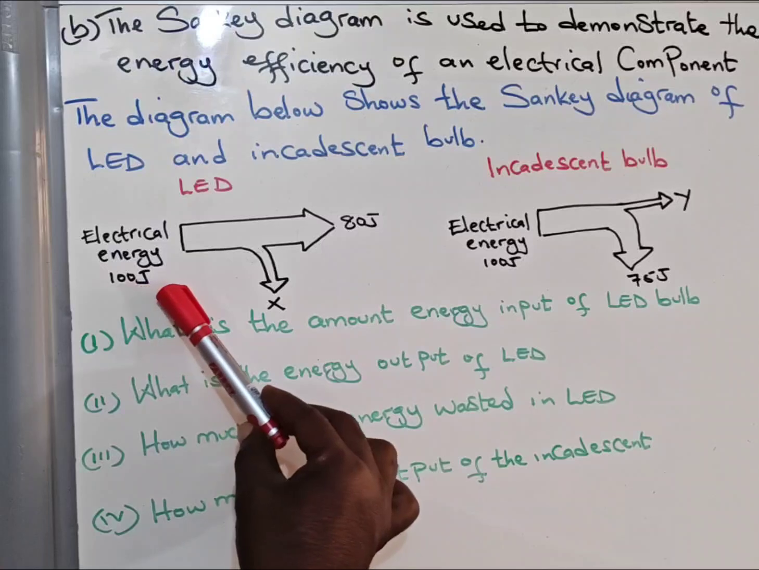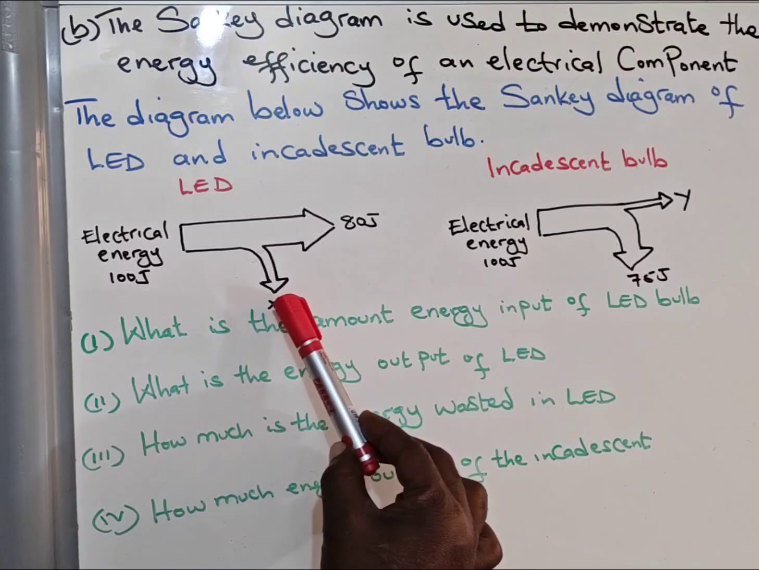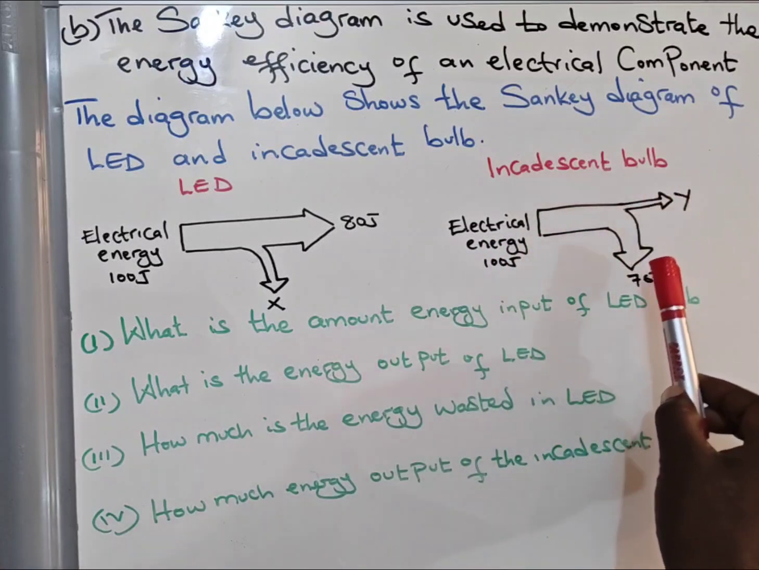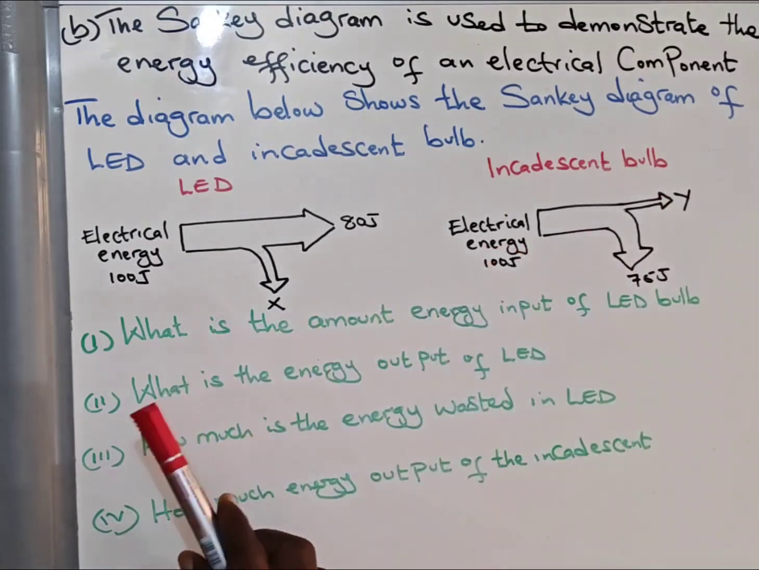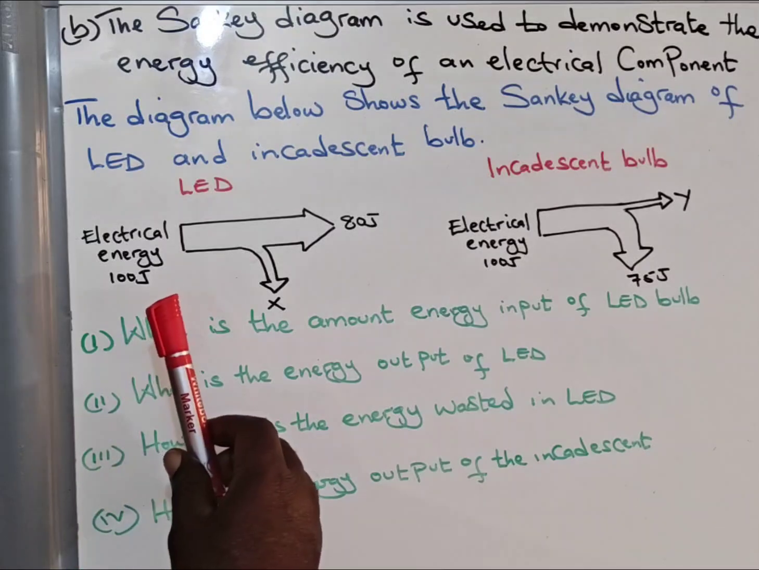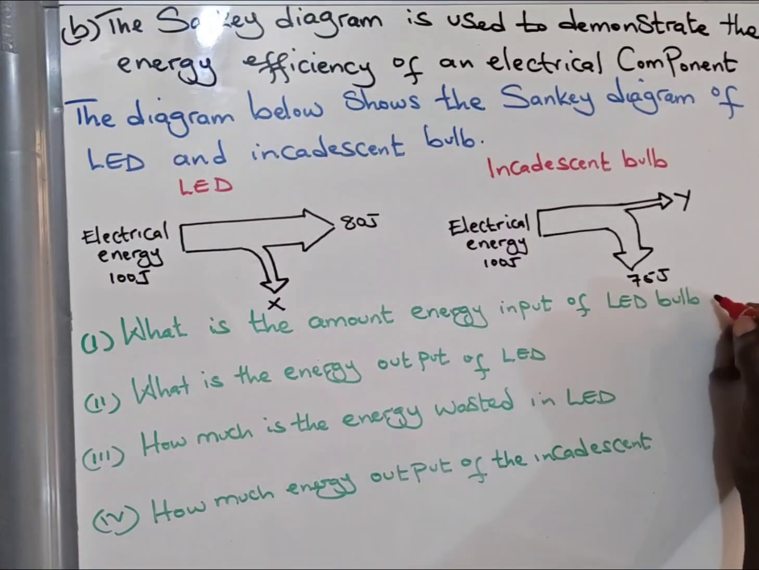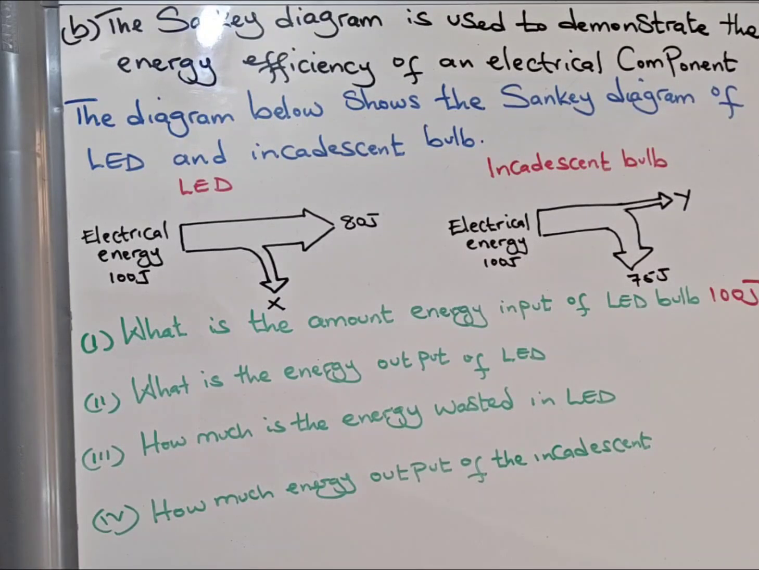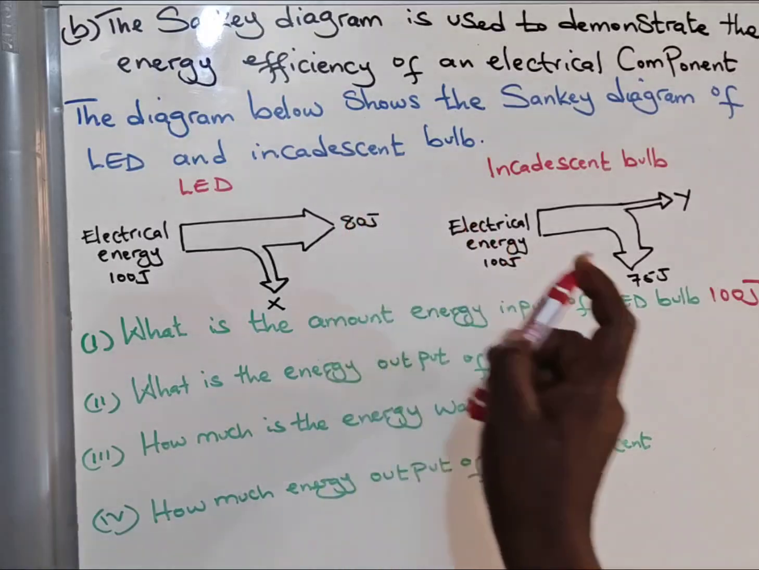So according to LED, if 100 joules come in, 80 is used, and X is wasted. According to incandescent, when 100 joules enters, what is wasted is 75, and the remainder is what appears as useful energy. So let's come back here. What is the amount of energy input of LED? This is the energy input, and it is 100 joules. You have to know that energy is measured in joules. Then we come here. What is the energy output of LED? It is 80 joules.